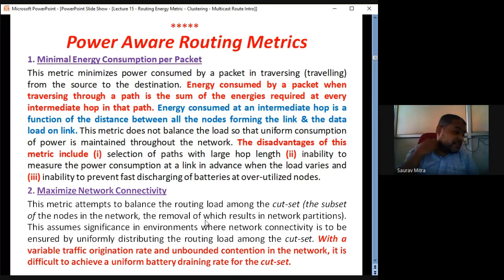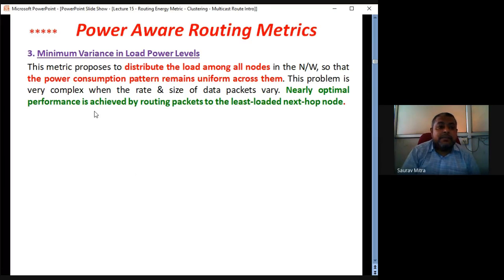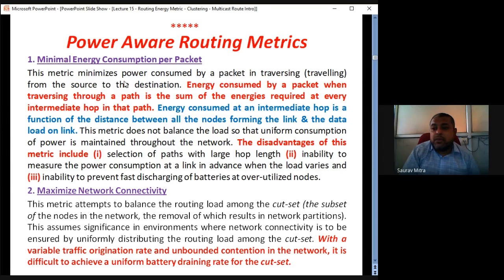So first you have to check how much the total data transmission load of the network is, and we should route the packets in such a way that every node gets to do an equal amount of work throughout the data transmission session. Third thing, minimum variance in load power level. So this metric proposes to distribute the load among all nodes, so that the power consumption pattern remains uniform across them. If you are distributing the load, that maximizes the connectivity and minimizes the power usage. So the only word is balancing the load.